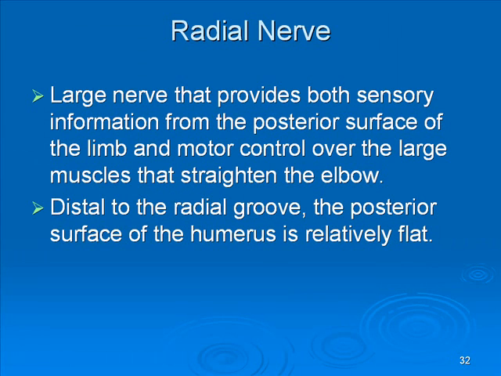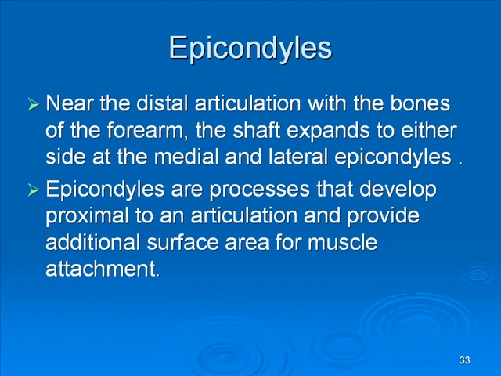Distal to the radial groove, the posterior surface of the humerus is relatively flat. And then, as I've already alluded to, the epicondyles, which are near the distal articulation of the bones of the forearm.